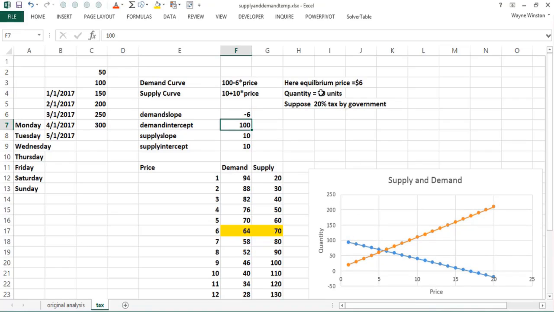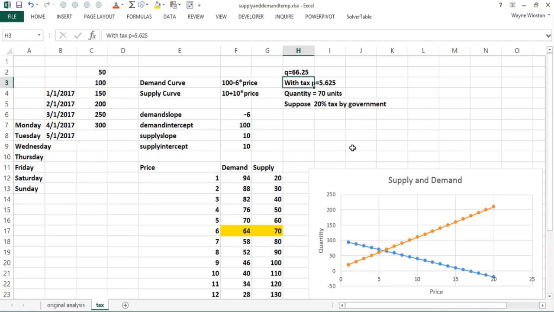Okay, and you could see with the tax, the equilibrium price, it's hard to see this, but it's 5.625. It dropped. And the quantity would also drop. So tax is going to cause a lower price because you can't charge people as much because they're paying the tax. And you're going to see fewer units sold there.